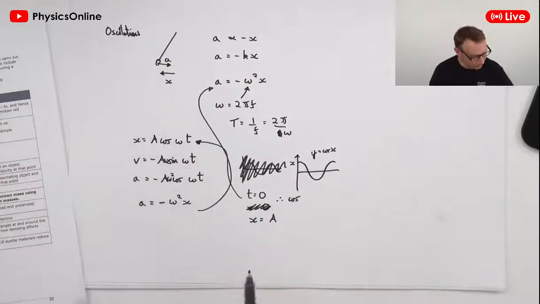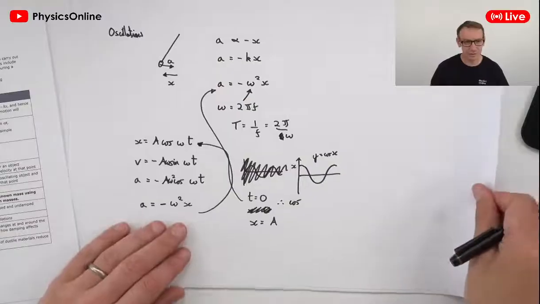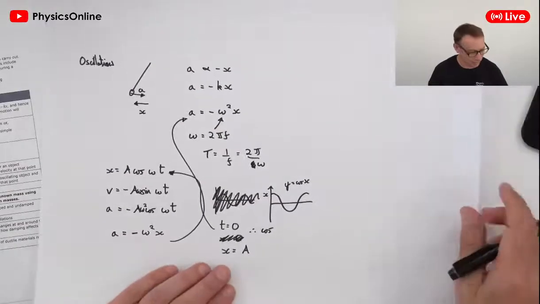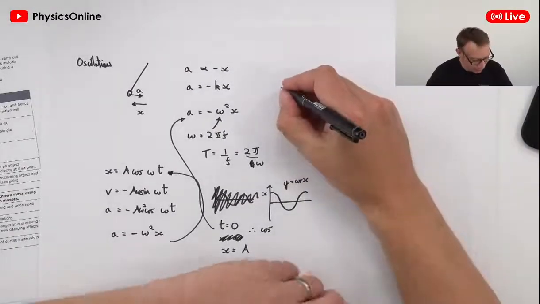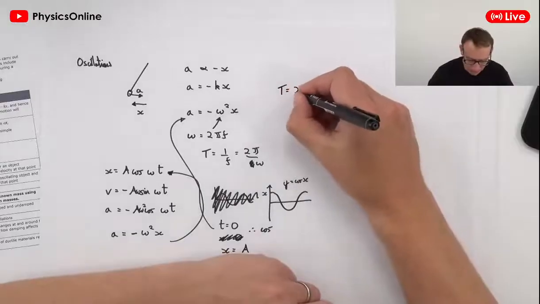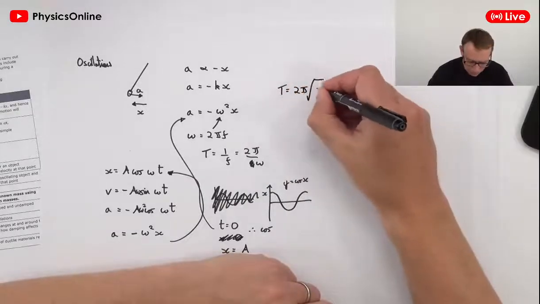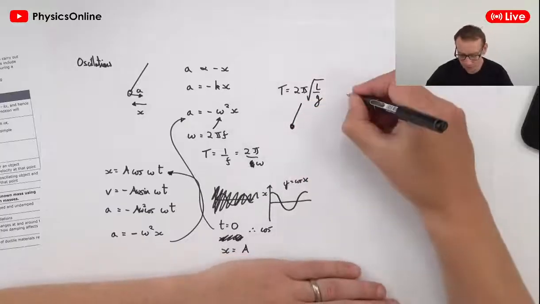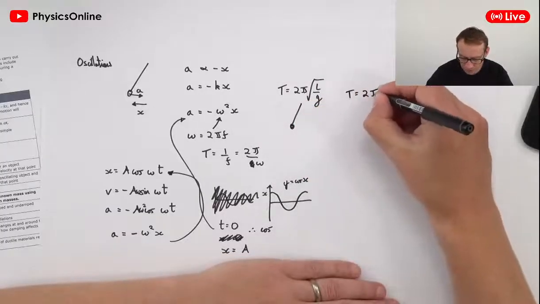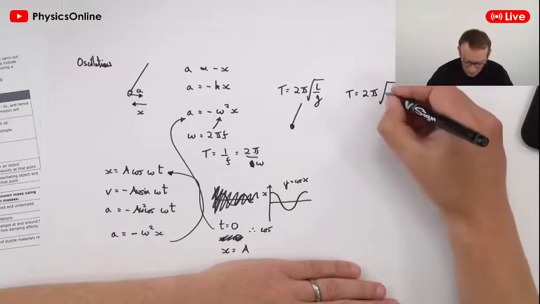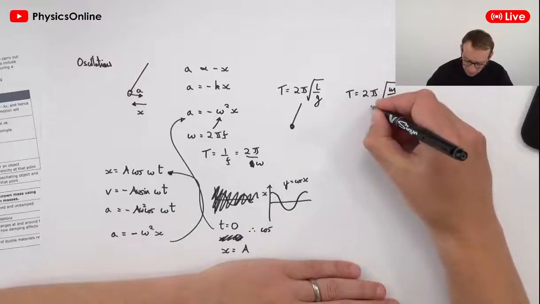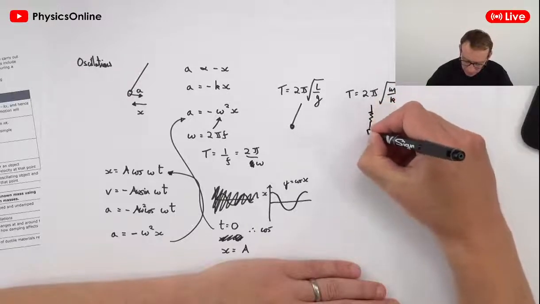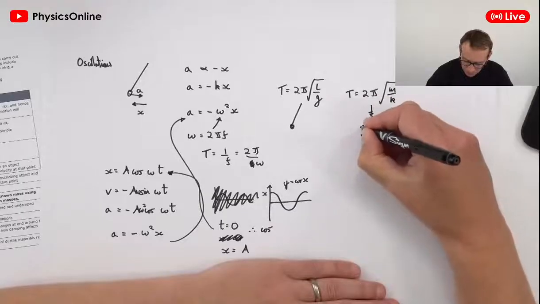Okay, now the other two things you need to know about are, if you've got a pendulum, then the time period is equal to 2 pi root L over g, and that's for a pendulum. And the other one is that the time period is equal to 2 pi root m over k, and that's if you've got a spring mass system which is oscillating up and down.